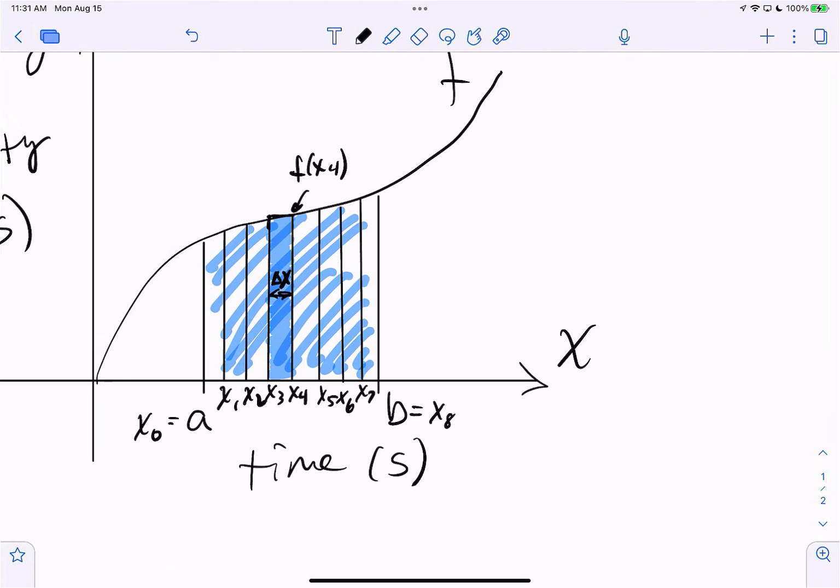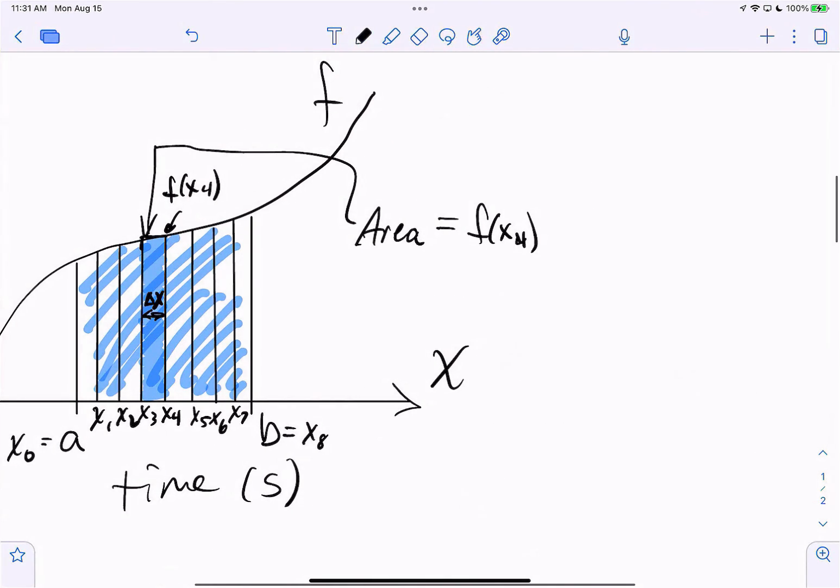Then the area of this rectangle is height, f of x sub 4 in this case, but you're really not going to care about 4, times delta x. And if I repeat that process over and over, then what I'm going to have is the areas of a bunch of rectangles that are going to come close to the area under this curve. Now don't worry so much about that process right now.